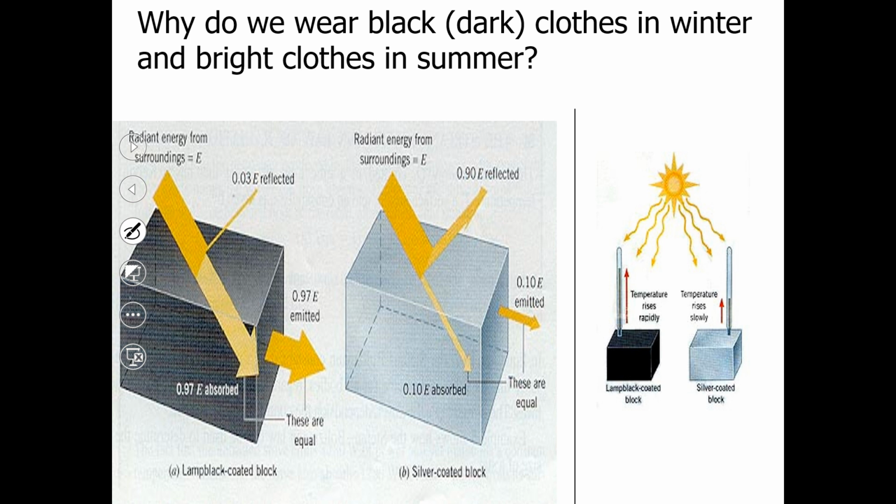But the opposite, in the summer we wear bright clothes. They will reflect. In the summer the weather is very hot. When we wear dark colored clothes, they will absorb the sunlight, and the body temperature will be hot.